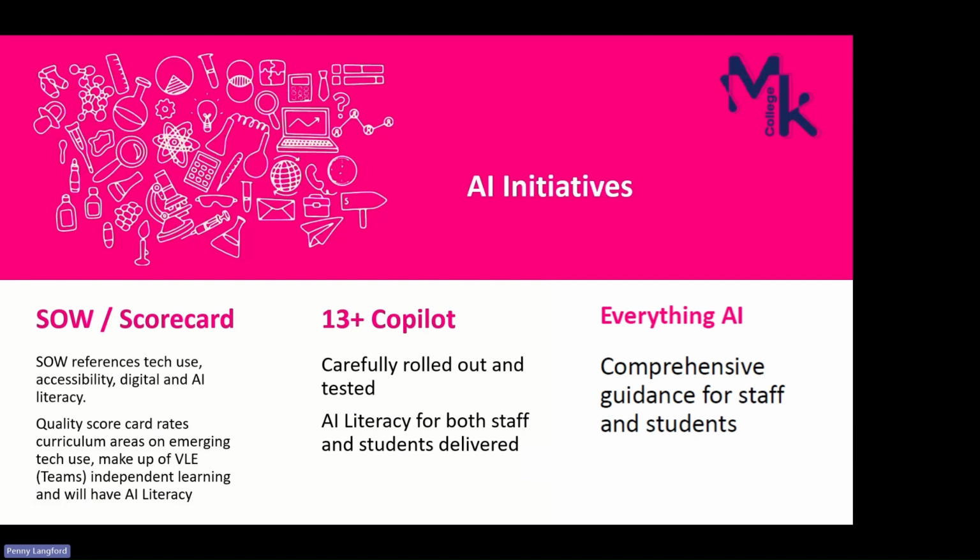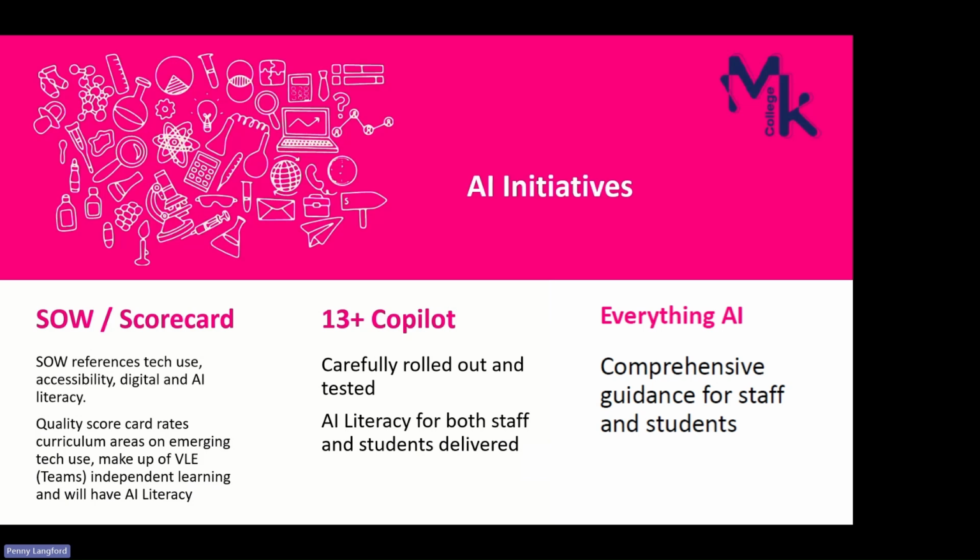Currently in that scorecard is what they're doing in Teams in terms of digital learning, independent learning, and we've also got emerging technology use. That's a rubric in the scorecard, and we're going to put AI literacy in that too, and we want to see that also coming out in lesson observations. So that's something that we are putting in place.